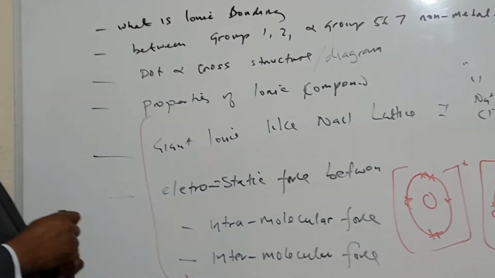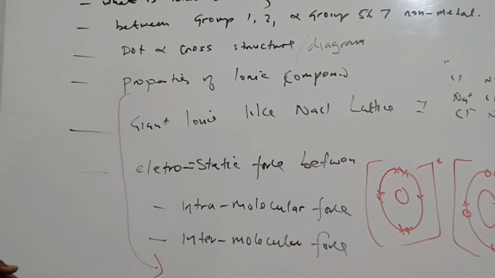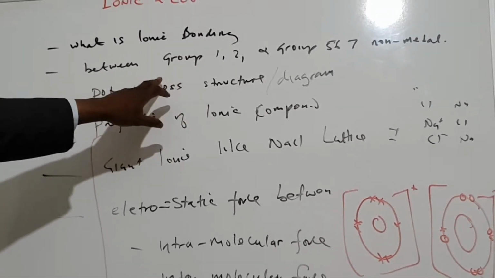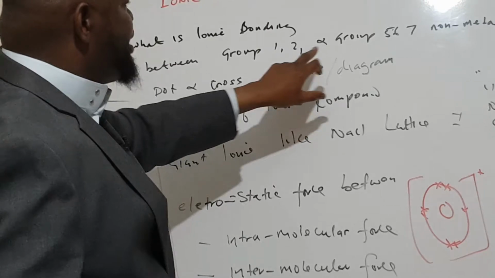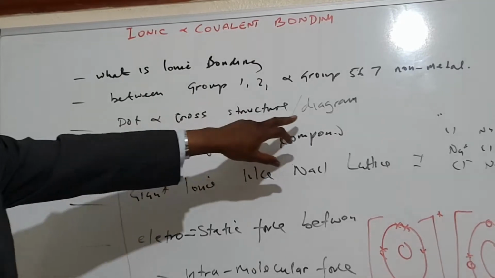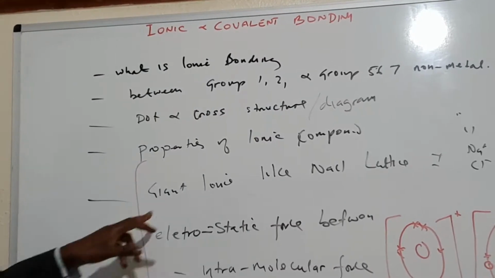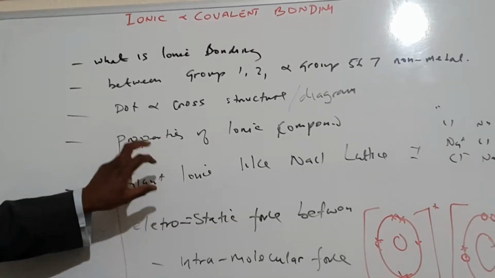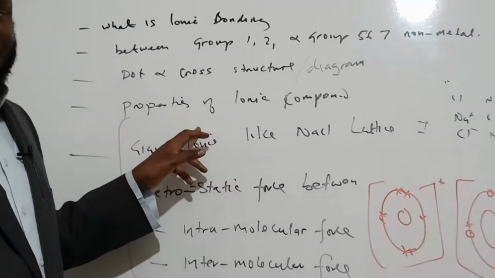The examiner wants you to show that, and you look at one exam question here. So what is an ionic bonding? An example of ionic bonding is between group 1 and 2, which are metals, and then group 5, 6, which are non-metals, and they are gases. We are going to use the dot and cross diagram or structure to depict this. And then we look at the properties of ionic compounds and the giant compound like sodium chloride and the electrostatic forces. In fact, that will explain why you have high boiling points for ionic compounds and why they dissolve in water.